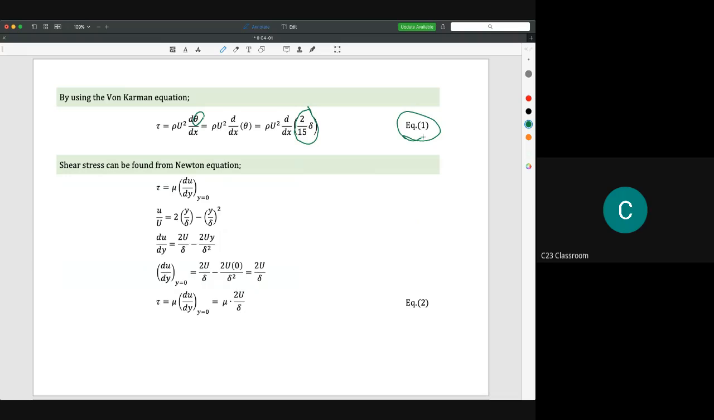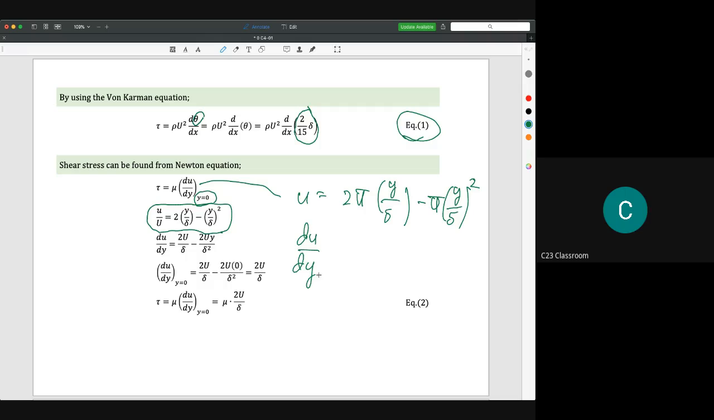The second one, we calculate the shear stress, tau, using the Newton viscosity law. So we have tau equal mu du dy at y equal to 0. Now we have u over U of this equation, and we need to rearrange it to become u equal to U y per delta minus U y per delta squared. From this equation, we can get its du dy, and finally we substitute y equal to 0.